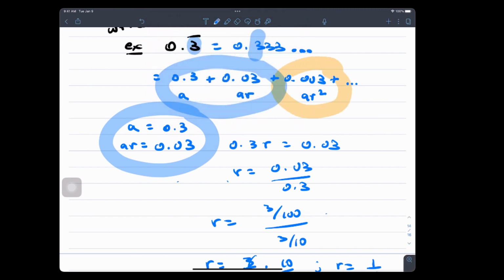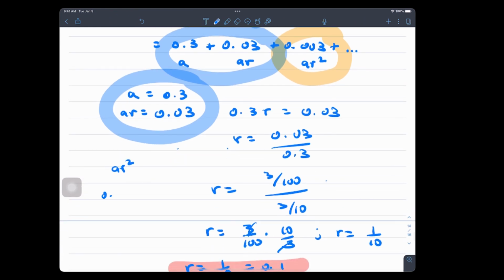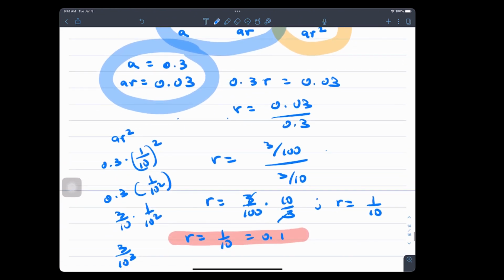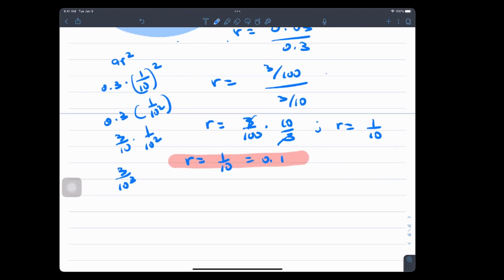AR squared. What is that AR squared? AR squared will be 0.3. We just found R to be 1/10. We have to square that. It's 3/10 times 1 over 10 to the second power. That becomes 3 over 10 to the third power. Is that right? Is that what this is? It looks like 0.003.